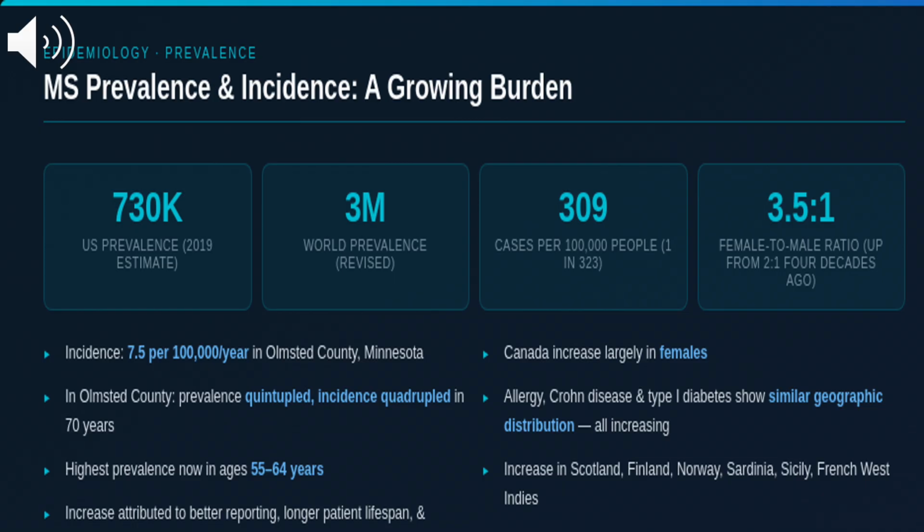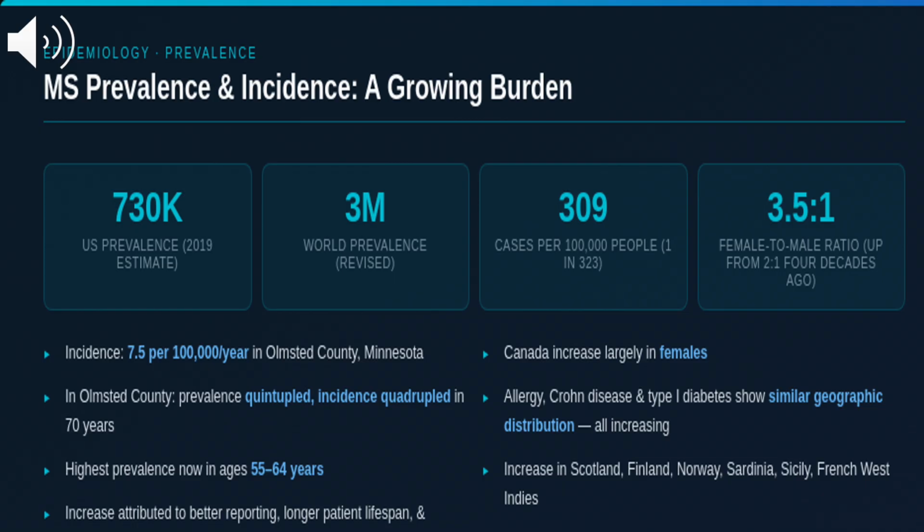The U.S. National MS Society revised the American prevalence estimate to 730,000 in 2019, representing approximately 309 cases per 100,000 people, or about 1 in every 323 Americans. World prevalence has been revised upward to approximately 3 million. The incidence in Olmsted County, Minnesota, one of the best-studied MS populations in the world, has reached 7.5 per 100,000 per year. To put that in historical perspective, over the past 70 years in that same county, prevalence has quintupled and incidence has quadrupled.